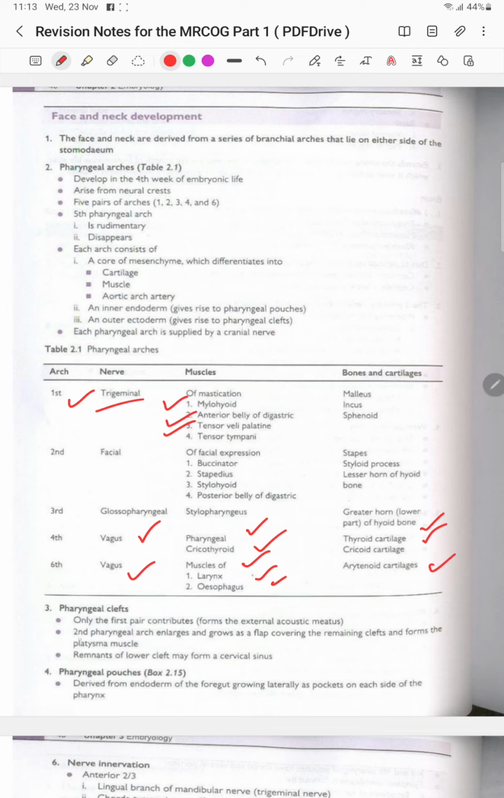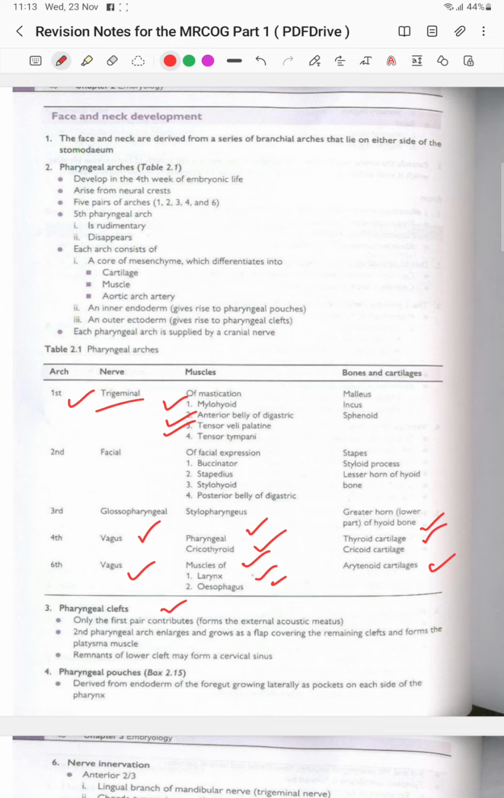Of the pharyngeal clefts, only the first pair contributes, forming the external acoustic meatus. The second pharyngeal arch enlarges and grows down as a flap covering the remaining clefts and forms the platysma muscle. The remnants of the lower cleft may form the cervical sinus.